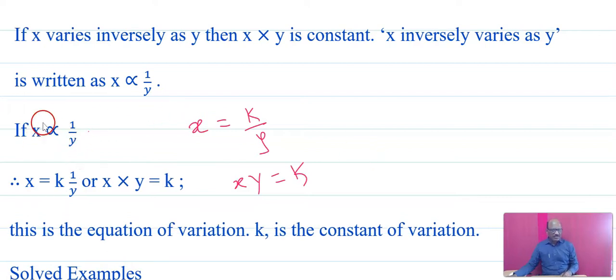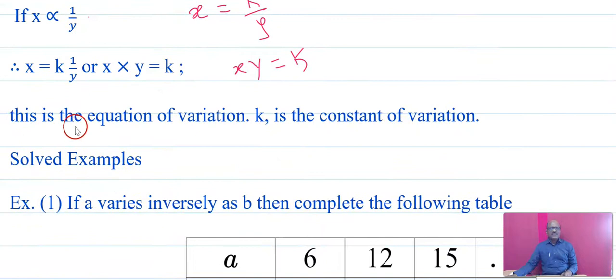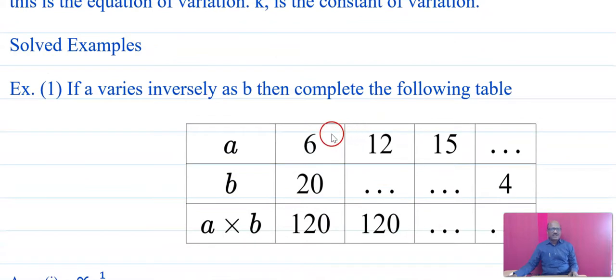If x is inversely proportional to y, we can write x is equal to k upon y, or x is equal to k into 1 upon y. Therefore k is equal to x into y. This is the equation of the variation where k is a constant of variation. Now see this solved example.